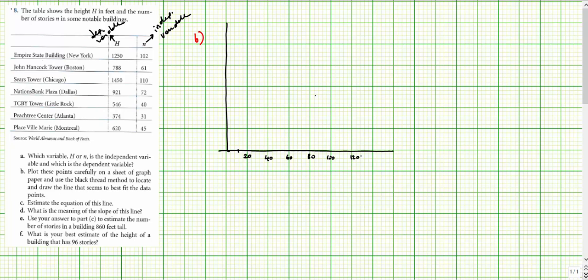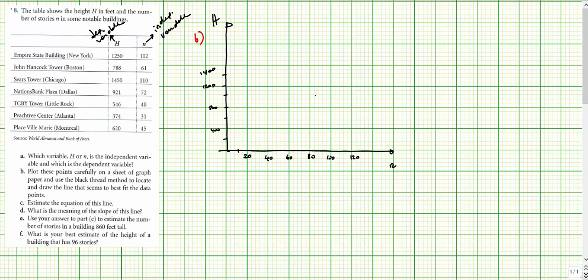And I will go on the y-axis, 200, 400, 600, 800, and 1000, 1200, and 1400, and so forth. So first one is, this is my h, the number of stories and the height.